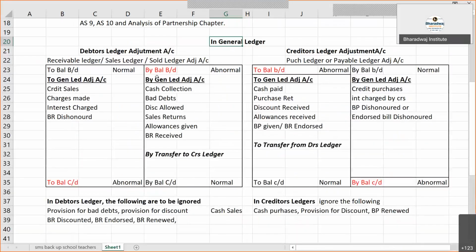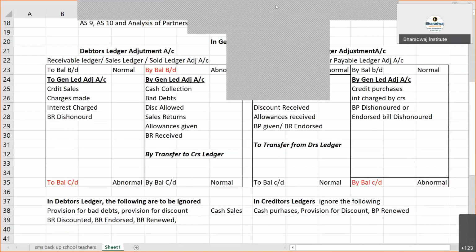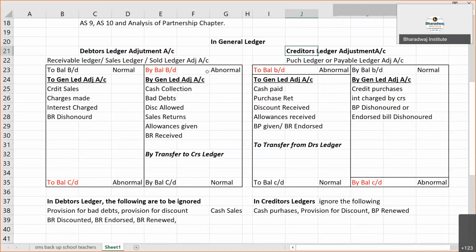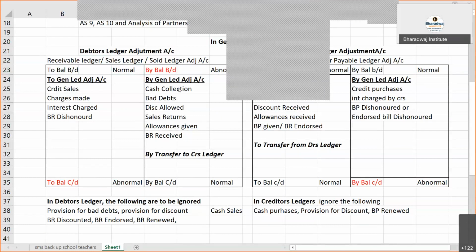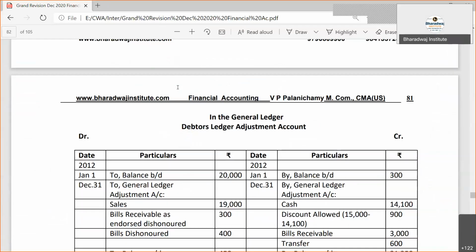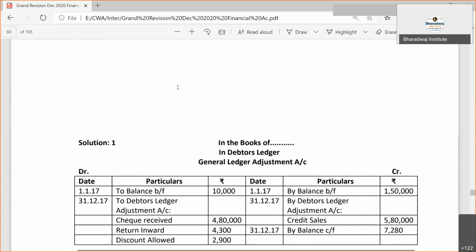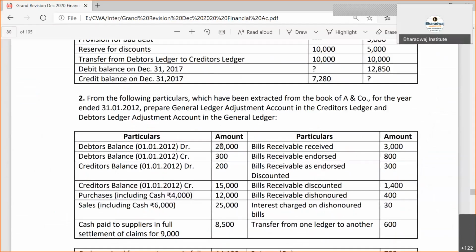Okay. Now, if it is asked in general ledger, what is debtors ledger adjustment account and creditors ledger adjustment account? How to prepare it? You are going to do it. Okay, probably let me write the opening and closing balances only. Tell me the opening balance. What is the opening balance in debtors? 20,000.